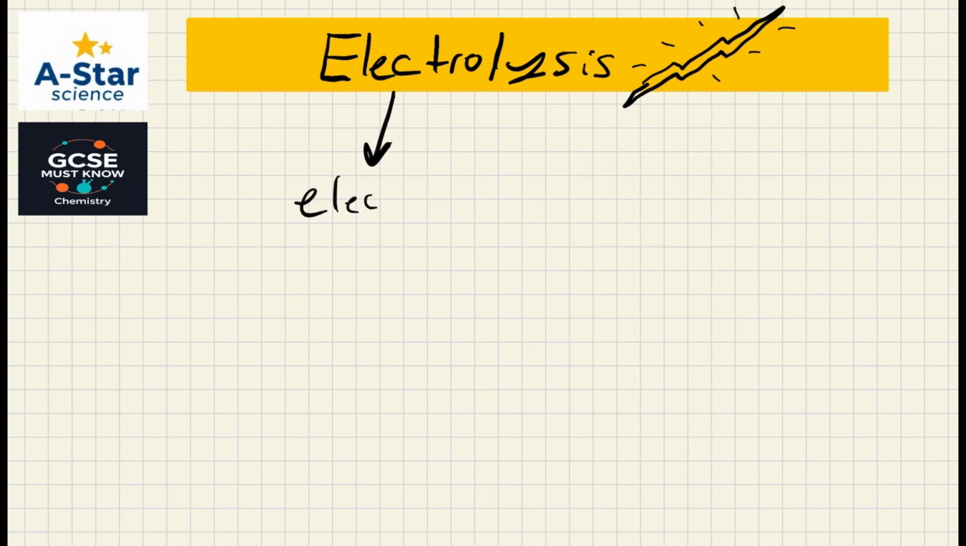Electro sounds similar to electricity, and that's exactly what it refers to. And lysis, the second part, refers to split or to cut. So it is the splitting of chemicals, of compounds, by the way of electricity. Now, for the GCSE, you're expected to know how an electrolysis practical is set up.